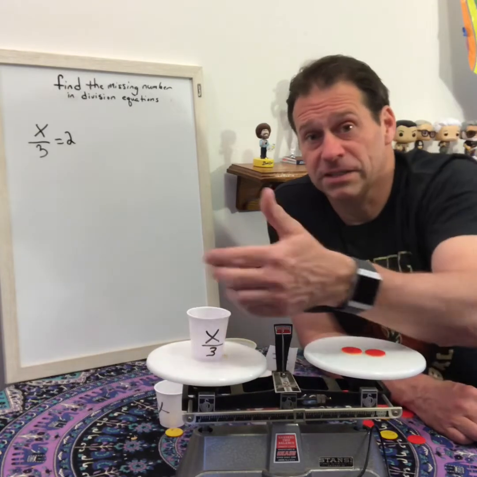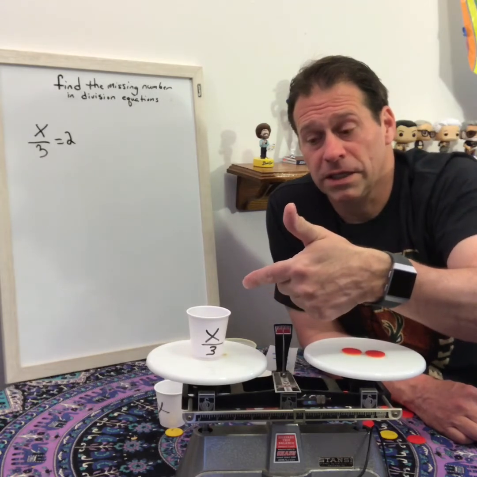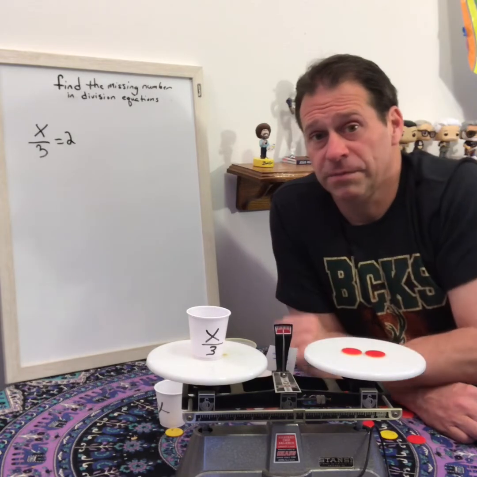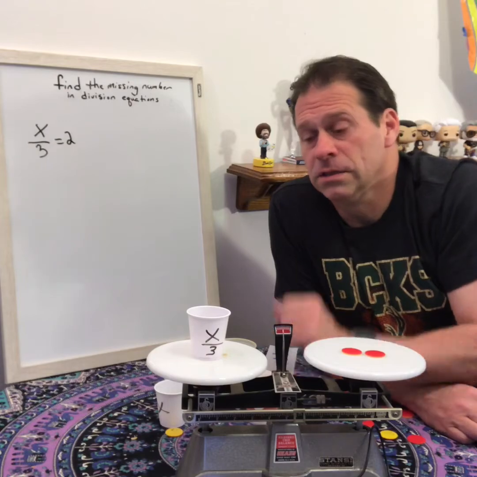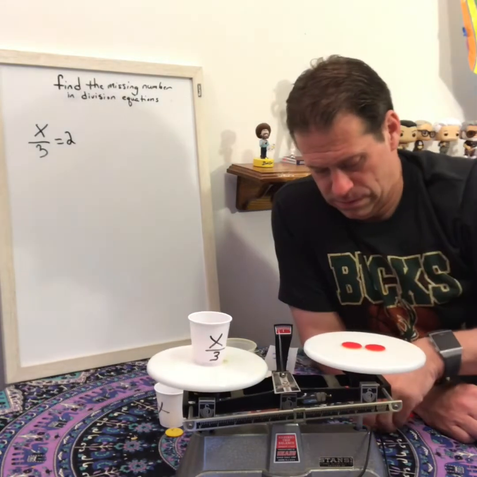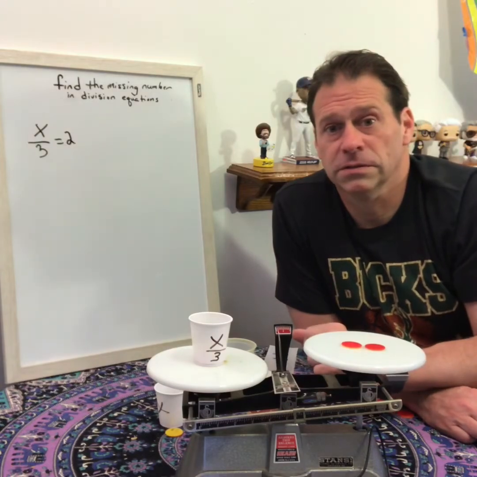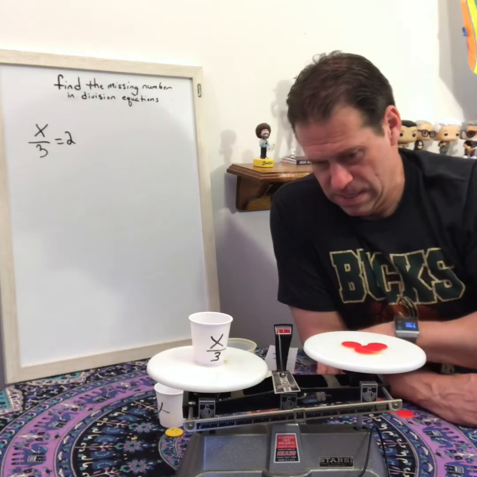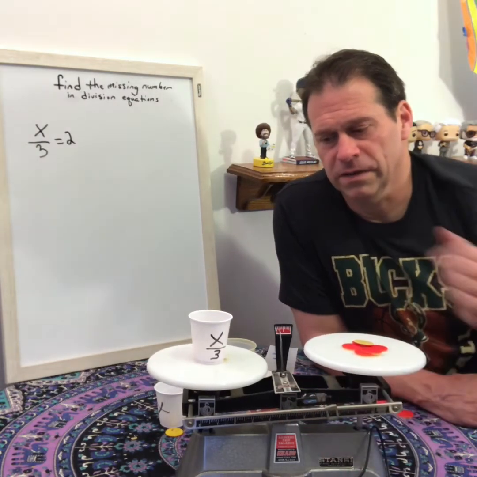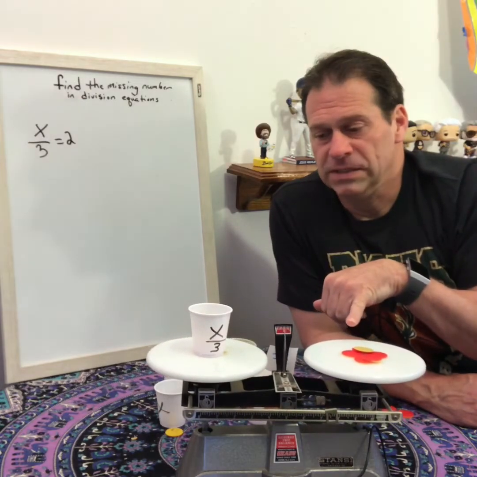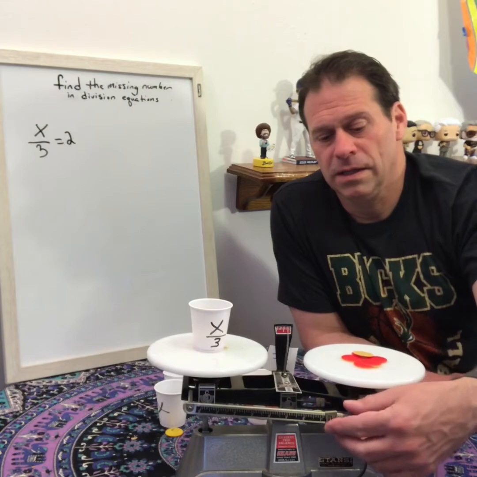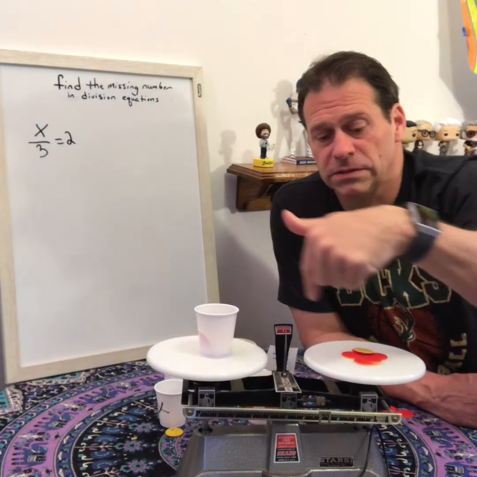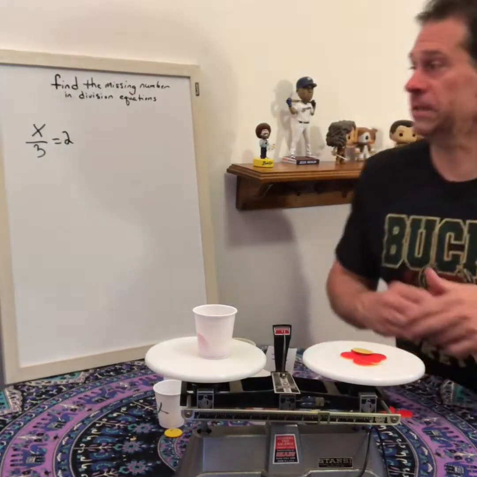Well, if this is x divided by 3, to get the full x, don't I just have to multiply this by 3, and that'll give me the full x? So I would multiply it by 3, and that would give me my full x. Oh, but I'm out of balance. I don't know what the full x is. And again, the weight of the cup gets in the way. So then I multiply this side by 3. And then I'm going to find out that my full x, not x over 3, but the full x, is the same as 6.